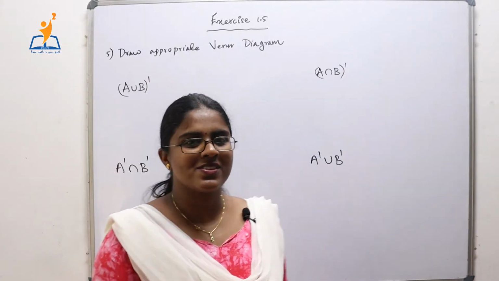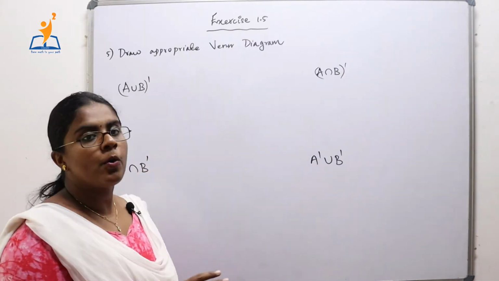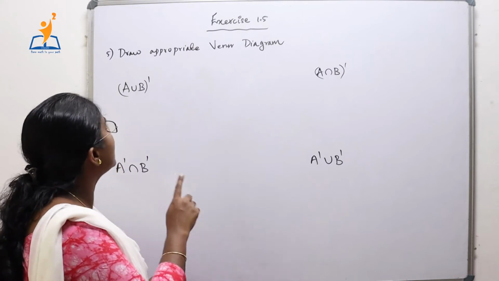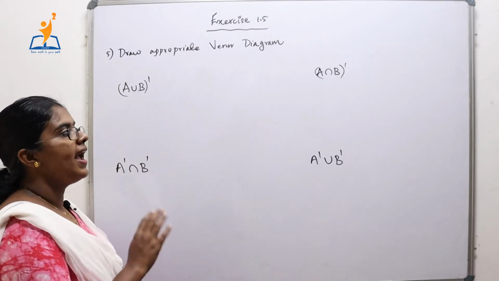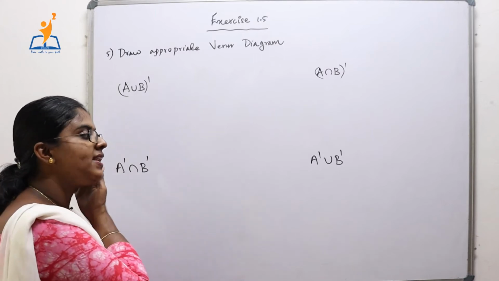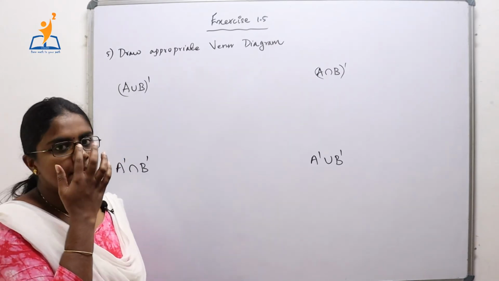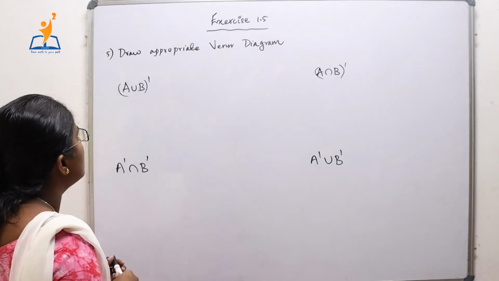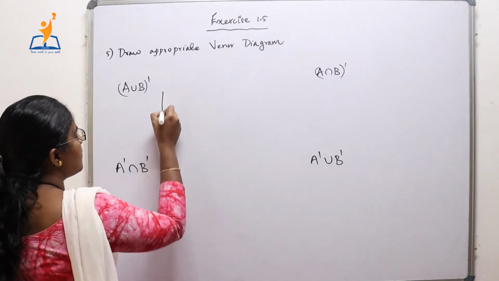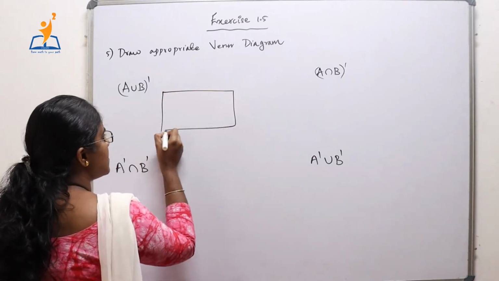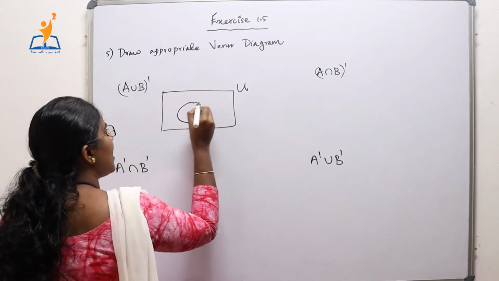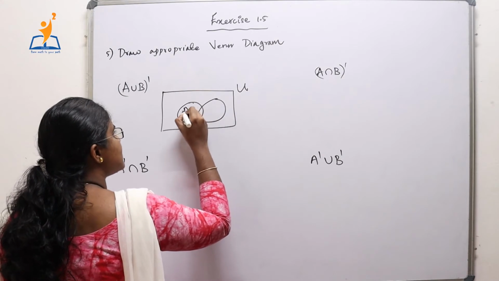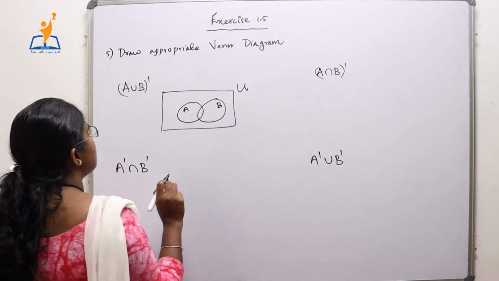Now the next question is to draw the appropriate Venn diagram for A union B the whole complement, A complement intersection B complement, A intersection B the whole complement, and A complement union B complement. For a Venn diagram we have this as the universal set. Now we have A and B, two sets. This is A and this is B.